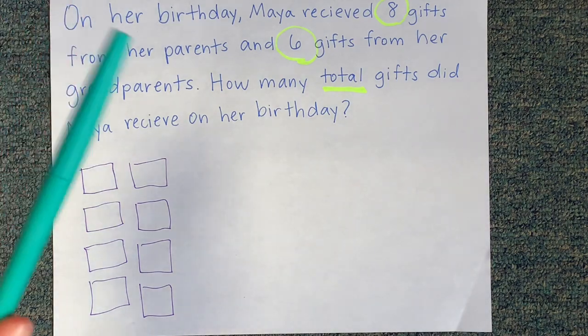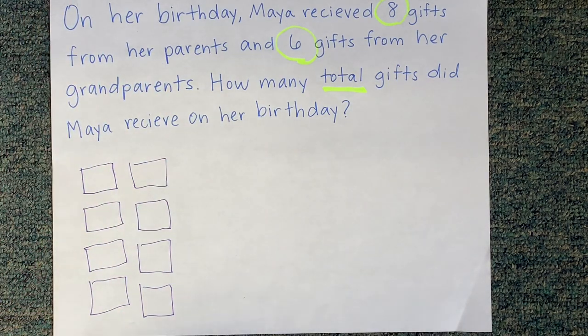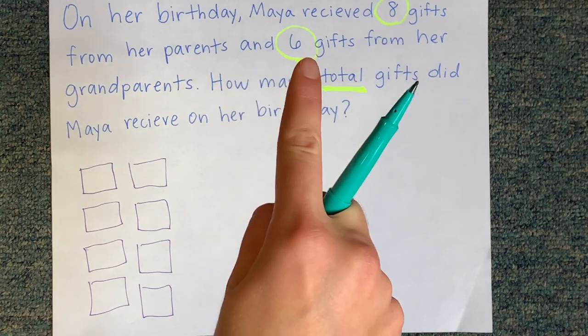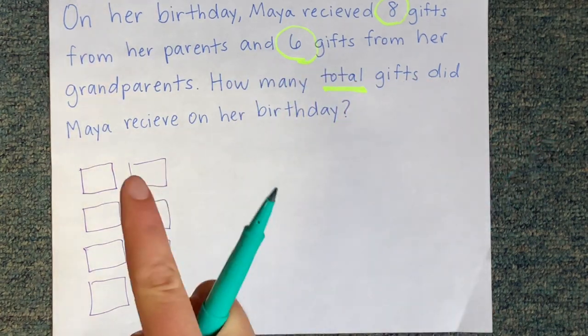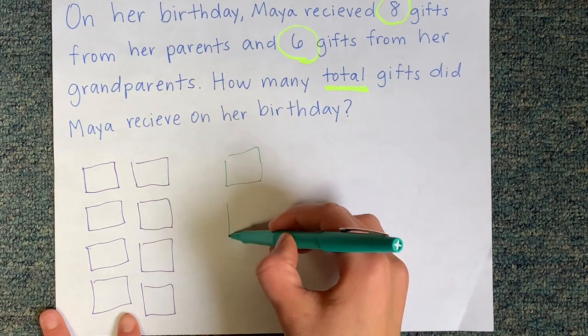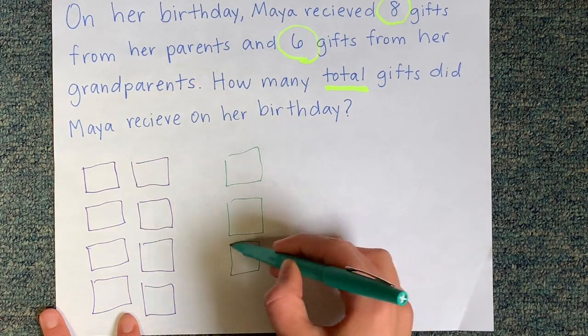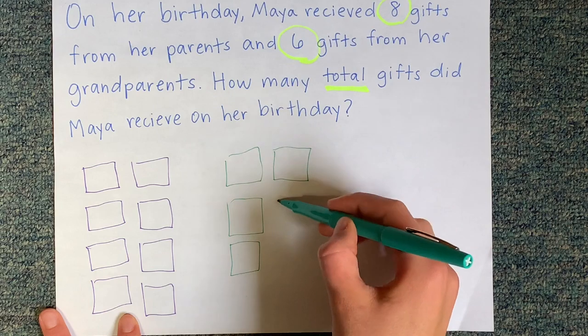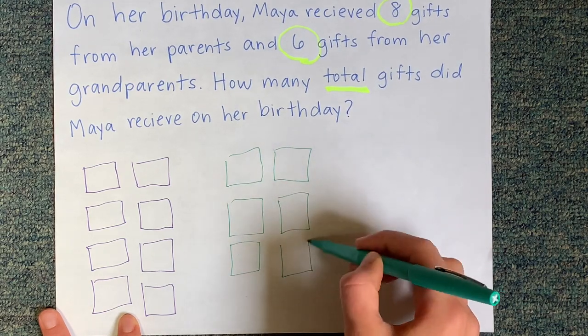And then with this green pen, I am going to represent or draw the ones from her grandparents. And here it says 6 gifts from her grandparents. So 1, 2, 3, 4, 5, 6. All right.